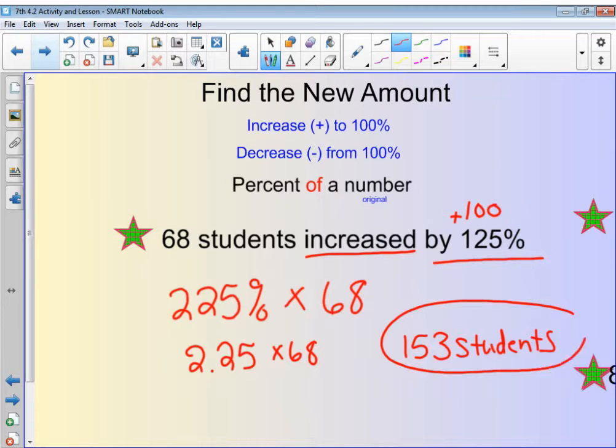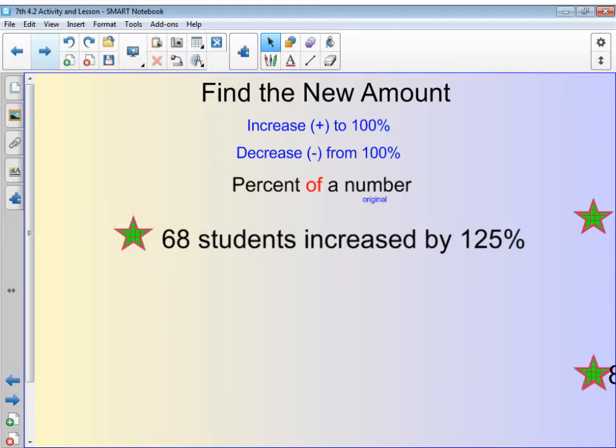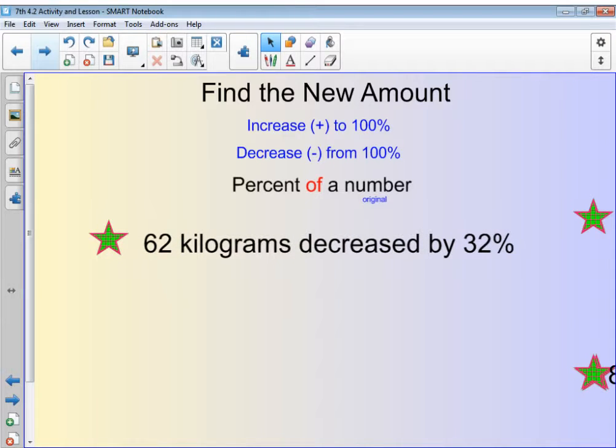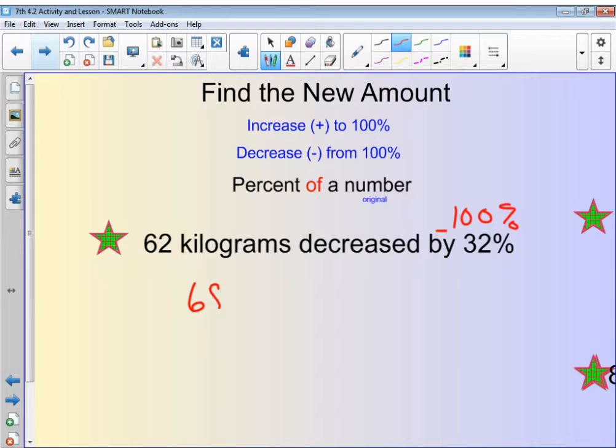Okay, now let's try one more. Okay, so another decreased one. So when we decrease, we're going to subtract from 100%. So we want to take 100% minus 32%. So 100 minus 32 should give us 68. So we want 68% of 62. So we should get a number that's smaller than 62. So 0.68 times 62 gives us 42.16.